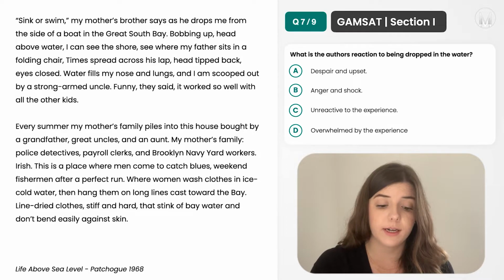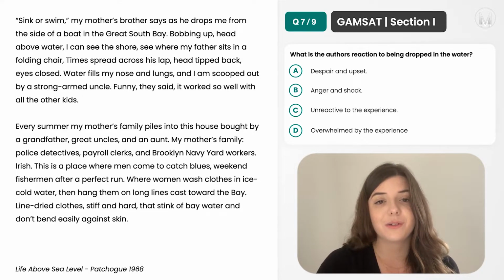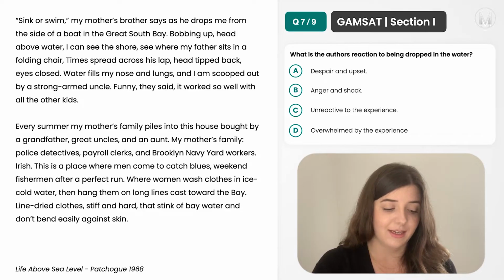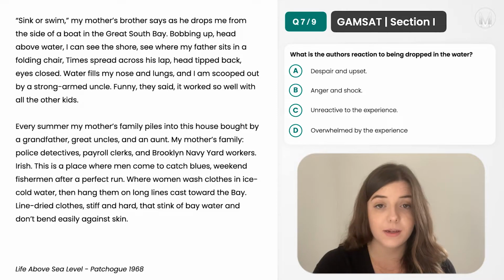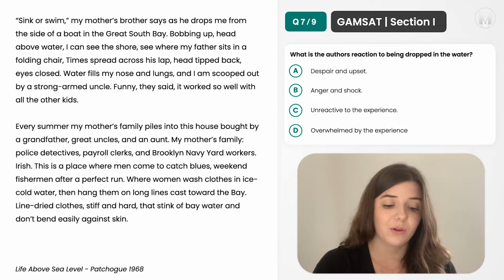So if we look at option A, despair and upset. Be careful here not to assume, because obviously the idea and the image of water filling his nose and lungs is not a pleasant one. So you might yourself believe that he would have been upset, although he doesn't actually explicitly state this. So we can't assume. So we're going to have to rule out option A.